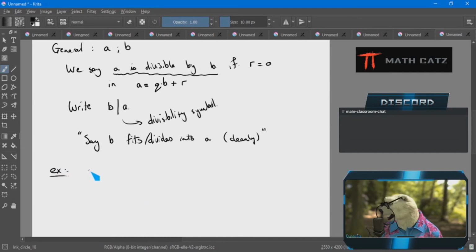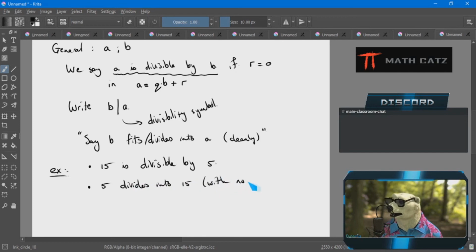For example, we could say many things here now, right? We could say 15 is divisible by 5. That's one way. We could say, I like to say it casually, there's no confusion in doing that, 5 divides into 15, implying then with no remainder. But we won't say it if there is a remainder. We won't say it like that. So when we say 5 divides into 15, it implies that there's no remainder. So that's okay to say that.